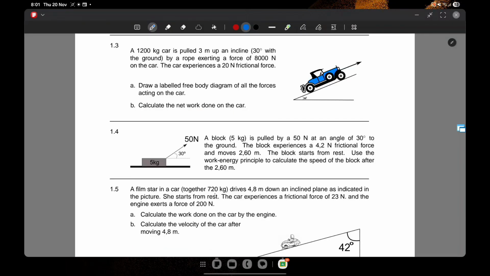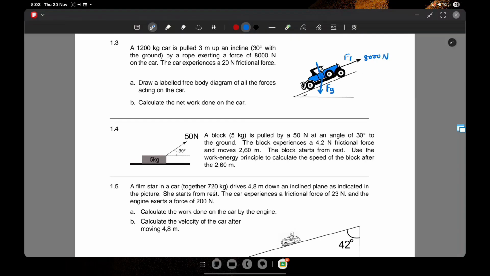Alright, the next question is we have to calculate the net work of the car. So, what are all the forces? There's tension, which is 8,000 newtons. There's gravity, which is mass times gravity. Then there's the normal force.